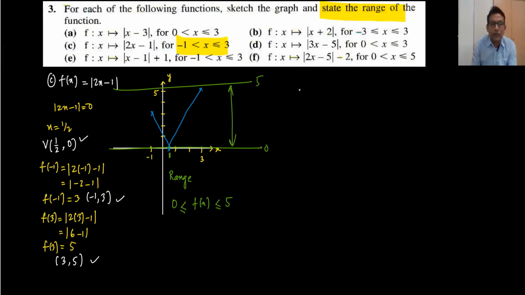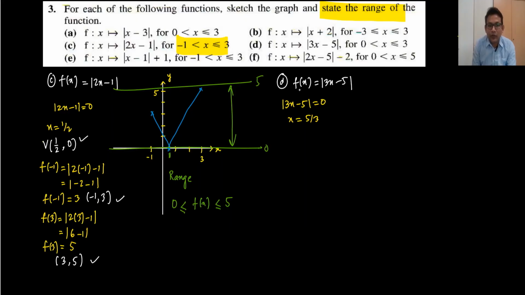So now moving to part D. In part D, the question is f of x equals the modulus of 3x minus 5, and there is nothing outside. The domain is 0 to 3. So we need the vertex first. For the vertex, we set the modulus equal to 0, and x comes out as 5 upon 3, and 0.